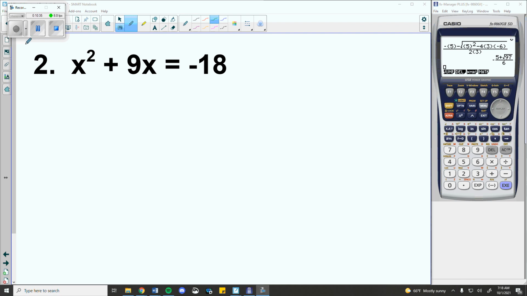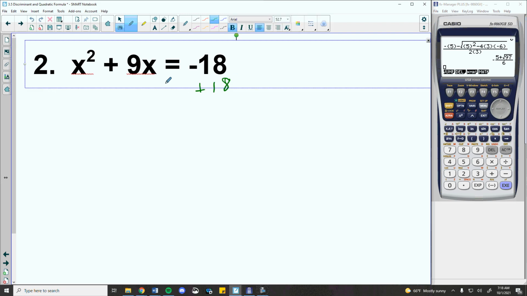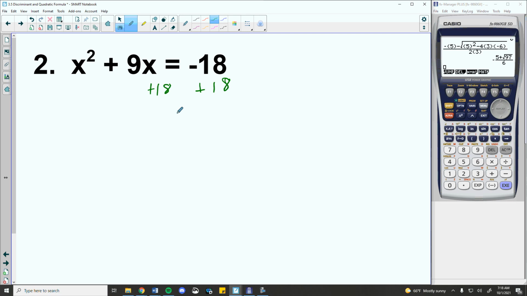All right, let's go ahead and check in on this one. So I'm going to start by adding my 18. Add my 18, that would give me x squared plus 9x plus 18 equals 0. We're going to label that A, B, and C. A is 1, B is 9, and C is 18. And then we're going to plug into our quadratic formula.